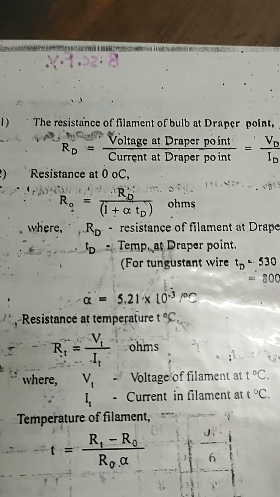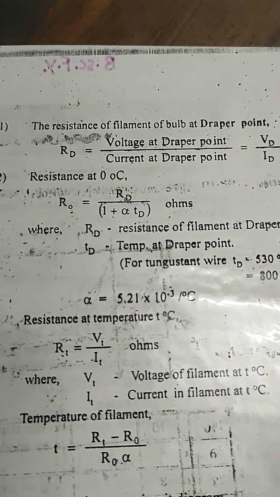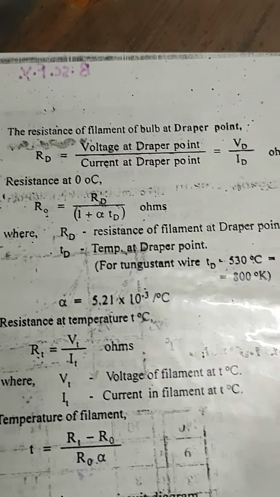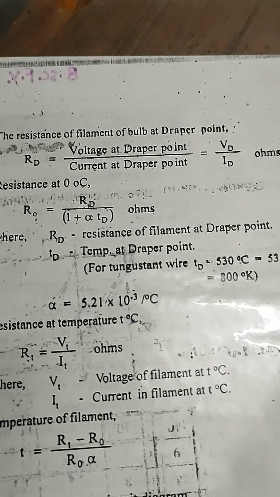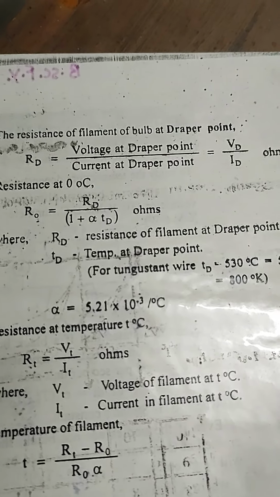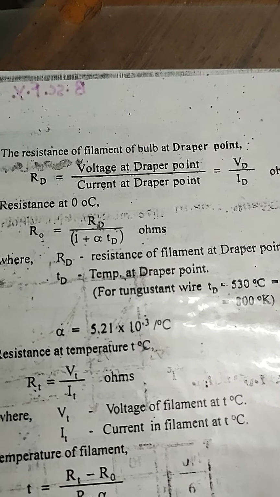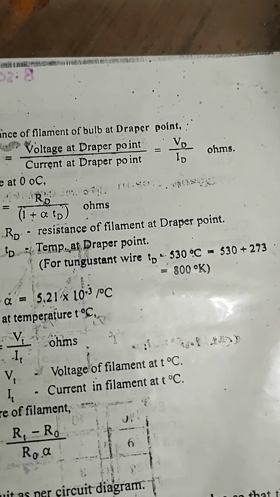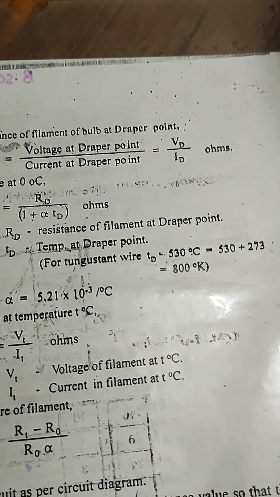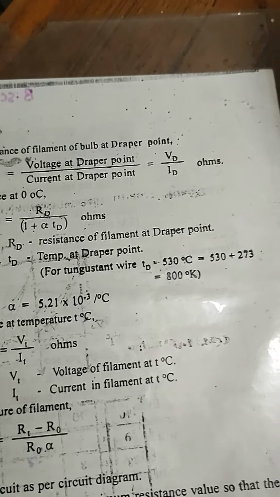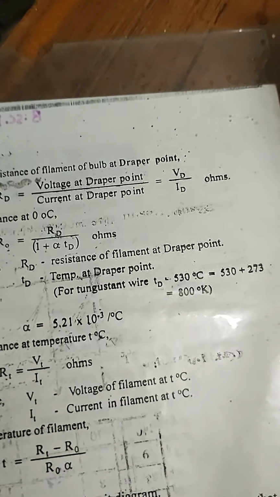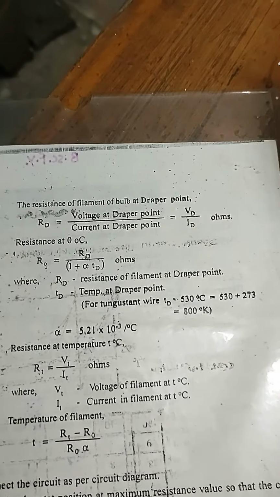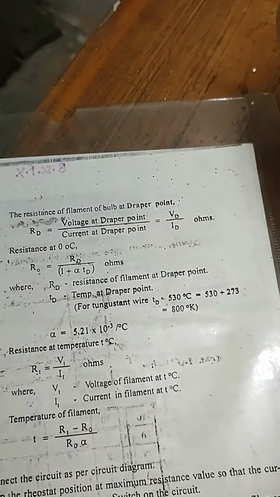Then what you have to find out is the resistance at 0 degree, so R0 is equal to Rd upon 1 plus alpha Td. Alpha is given over here as 5.21 into 10 raised to minus 3, that is the coefficient, and the temperature at the Draper point of the filament is 800 degrees Kelvin. Rd we put in by doing the division of 0.9 divided by 0.22. So this is how you will get the value of R0, that is the resistance of the filament at 0 degree centigrade.